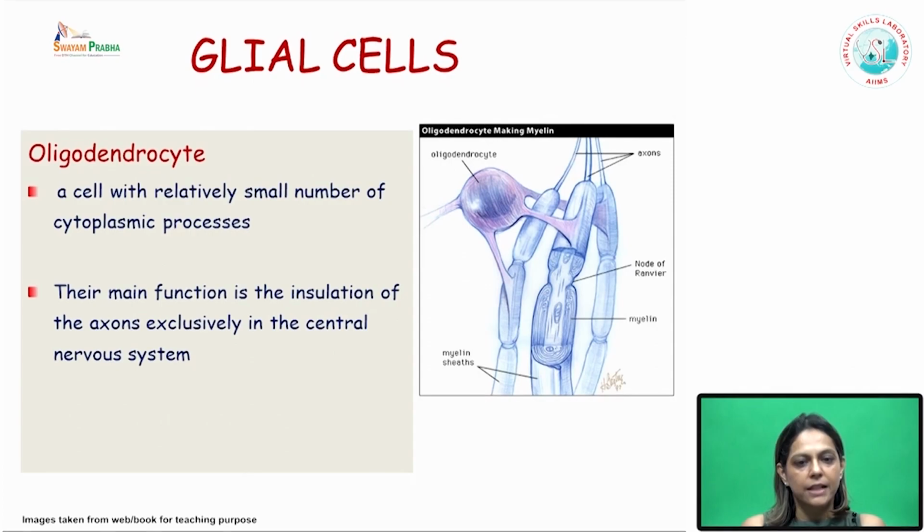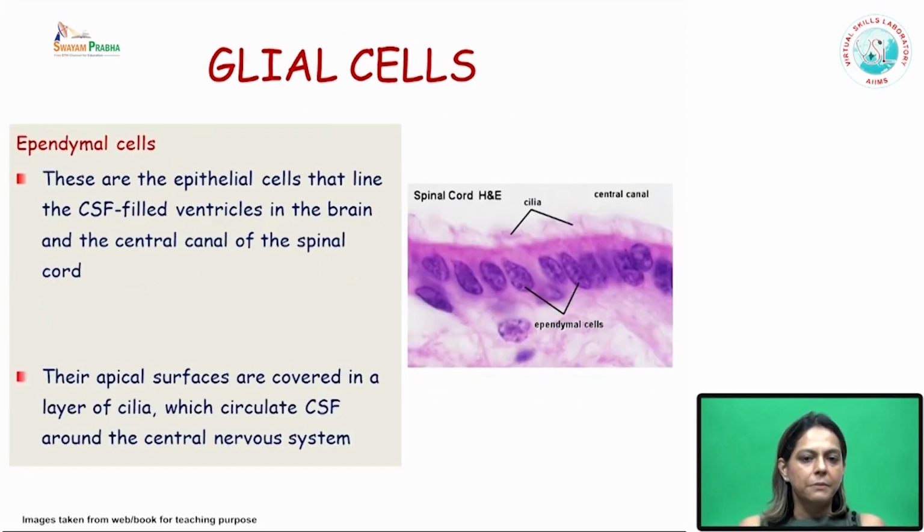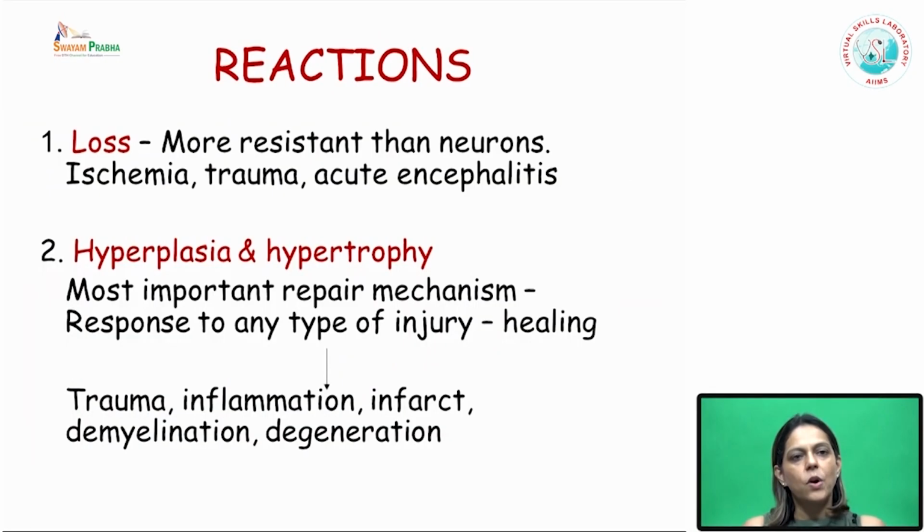As we go further in this lecture, you will know the importance of these processes. The oligodendroglial cells have relatively fewer cytoplasmic processes, and the main function of oligodendroglial cells in the brain is that they help in formation of myelin sheath. The third cell is the ependymal cells, and these are the epithelial cells which line the ventricular spaces, so they form the ventricular lining in the brain. Now, what are the reactions of these glial cells?